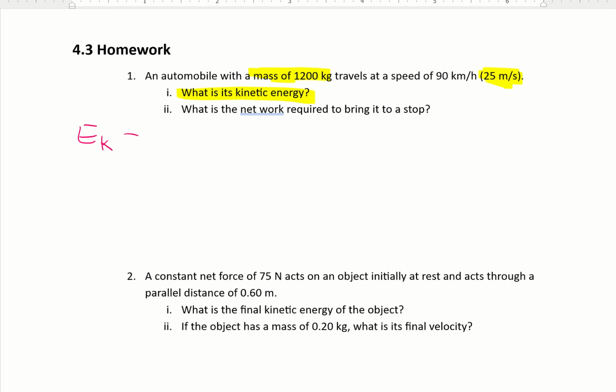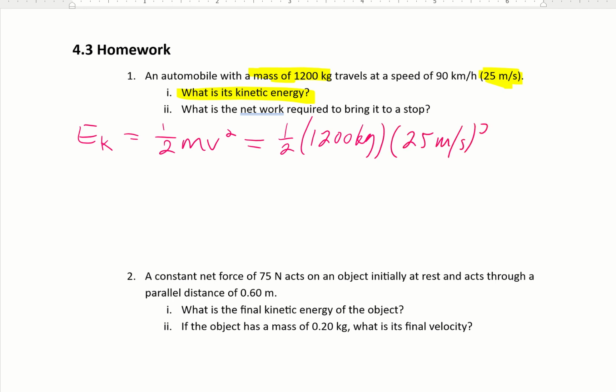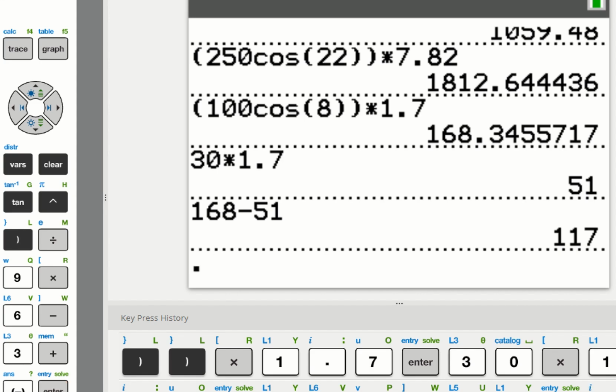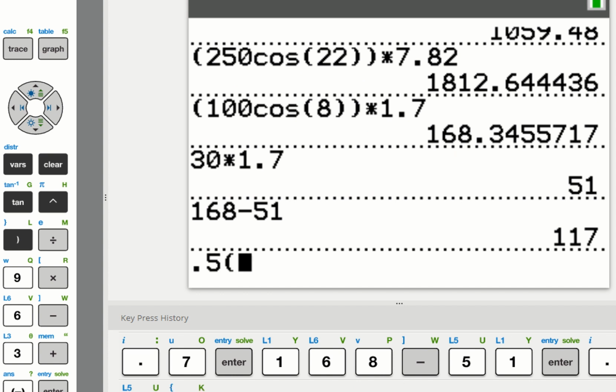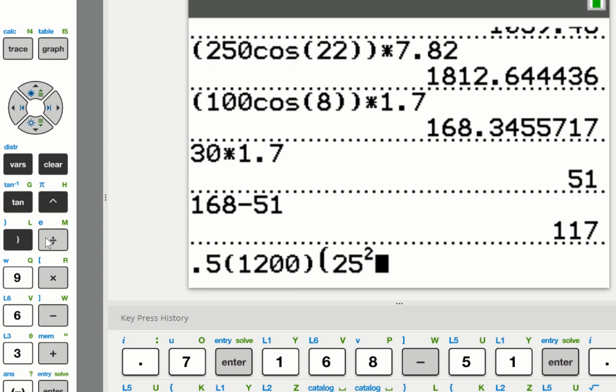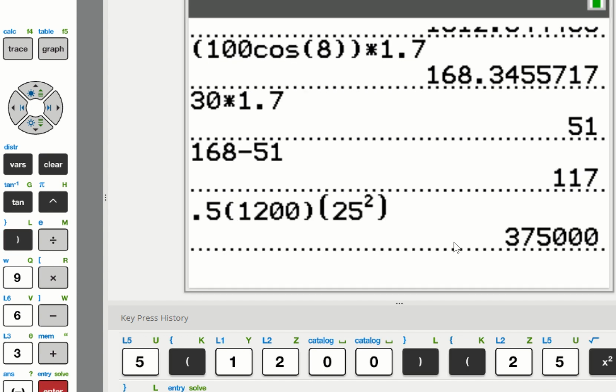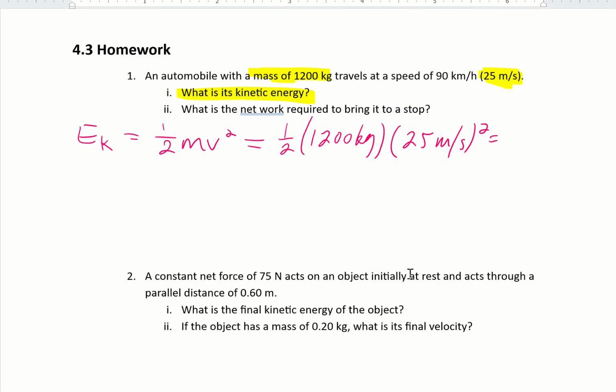Kinetic energy is 1/2 mv squared. So all we have to do is plug in the information we have. Mass is 1,200 kilograms. Velocity is 25 meters per second, and the velocity needs to be squared. So if I go over here, I can use 0.5 for 1/2. It was 1,200 kilograms and 25 squared. So 375,000 joules.